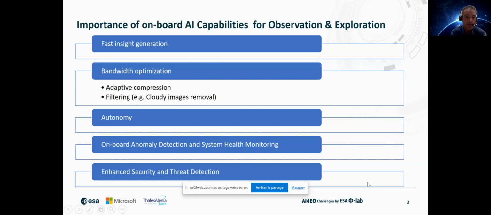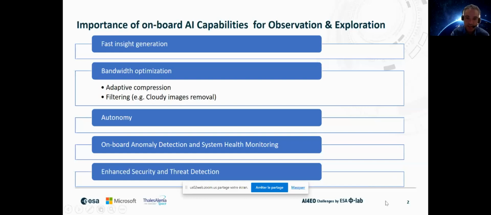We pay a lot of attention to onboard anomaly detection and the health monitoring of the system in general. So here, onboard AI capabilities are here to help as well. It's really important on this part, and given the amount of power that we have on board, we are able to deploy, let's say, very advanced anomaly detection methods.